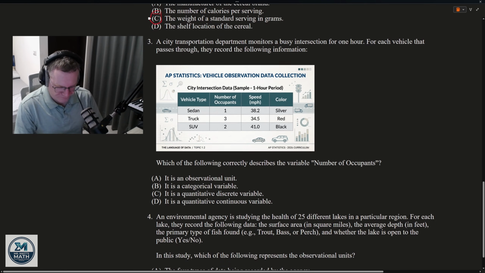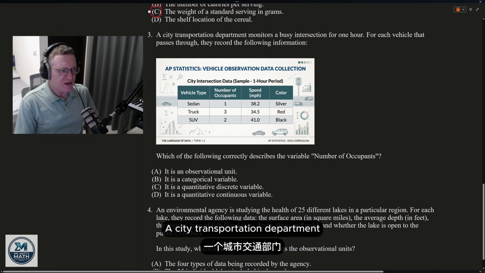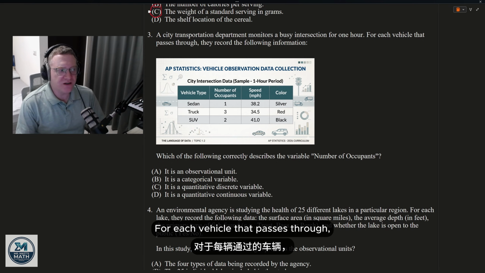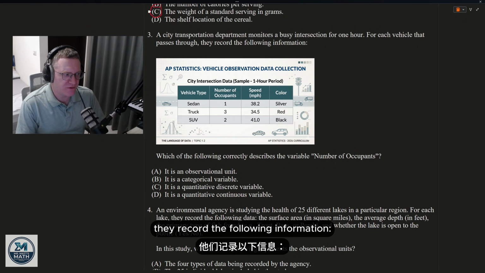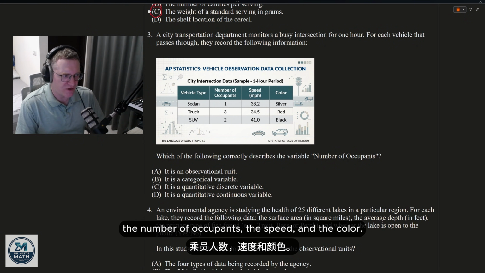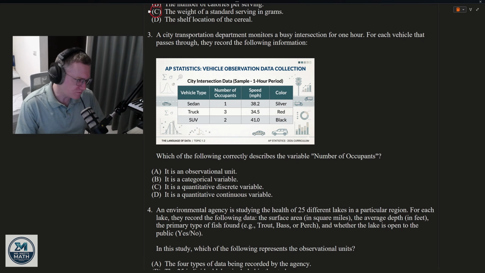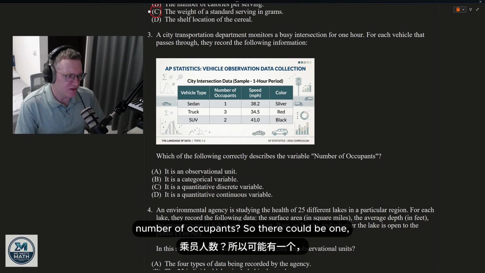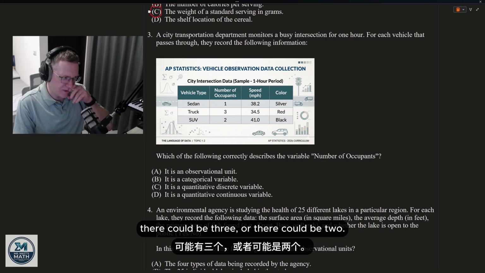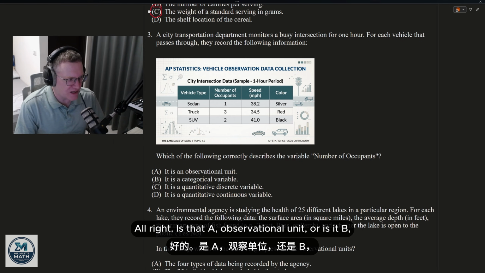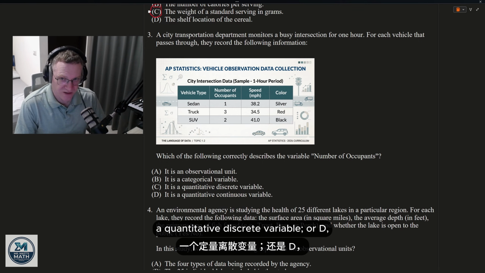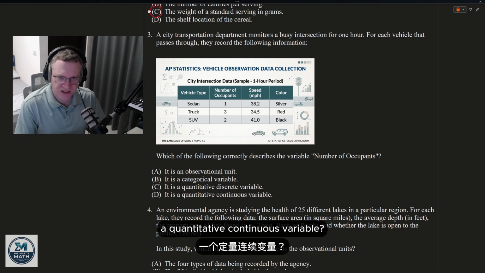Next, number 3. A city transportation department monitors a busy intersection for 1 hour. For each vehicle that passes through, they record the following information. So we have the vehicle type, the number of occupants, the speed, and the color. Which of the following correctly describes the variable number of occupants? So there could be 1, there could be 3, or there could be 2. All right. Is that an observational unit, A? Or is it B, a categorical variable? C, a quantitative discrete variable? Or D, a quantitative continuous variable?